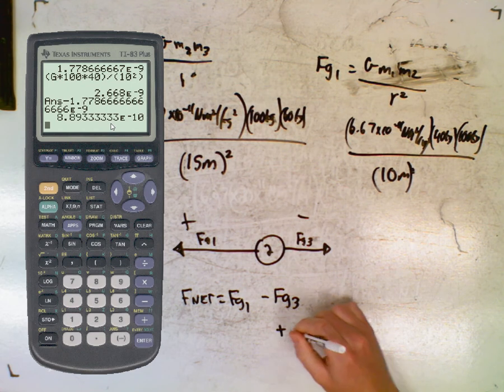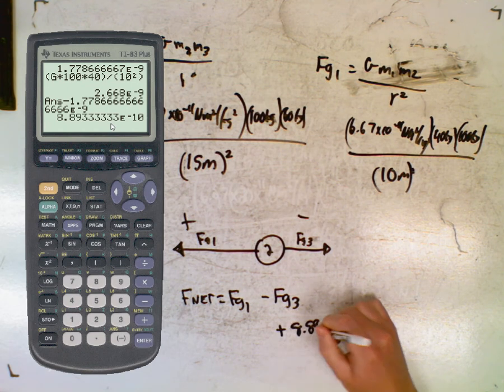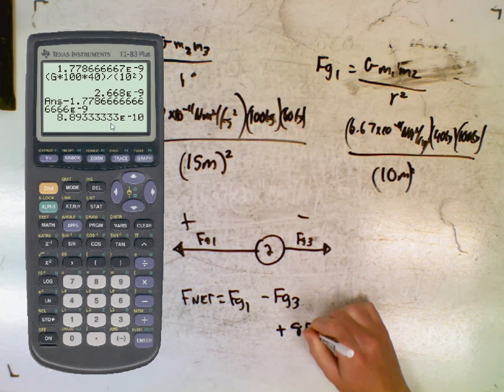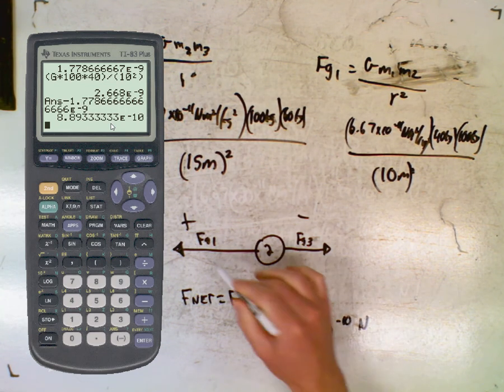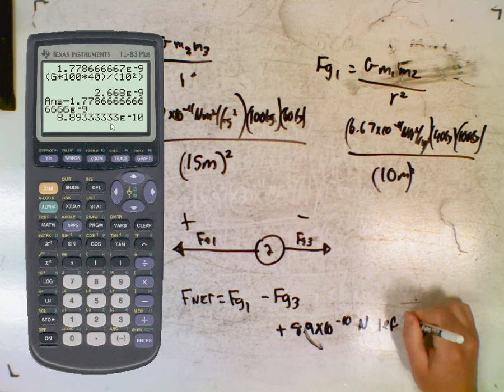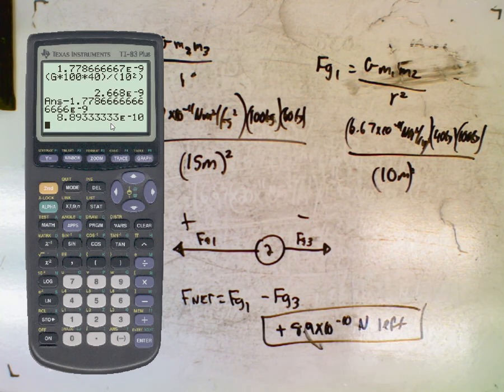It is positive 8.89. I only have 2 sig digs, so 8.9 times 10 to the negative 10 newtons. And because it's positive, and I said positives to the left, we'd want to add that vector to there. And I would say 8.9 times 10 to the negative 10 to the left. Okay, not too bad.